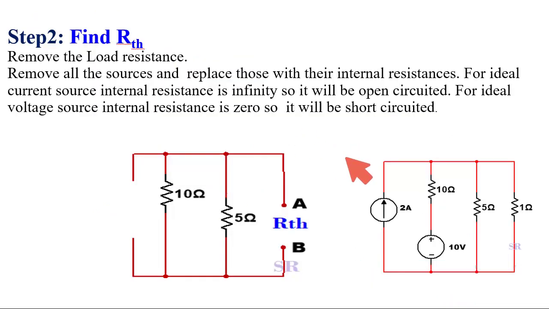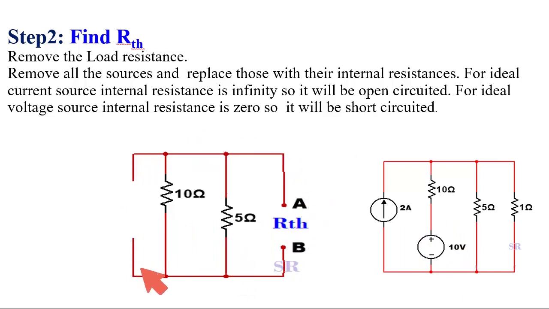Next we will find Thevenin resistance RTH. How to find it? For Thevenin resistance RTH, similarly we will disconnect the load resistance and replace the sources with their internal resistances, considering the current source and voltage source are ideal. For an ideal current source, the internal resistance is infinite, so in place of this current source, there is an open circuit. For an ideal voltage source, the internal resistance is 0, so in place of the voltage source, it will be a closed circuit, meaning the circuit will be closed.